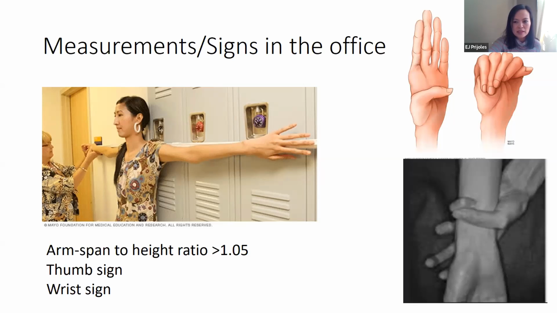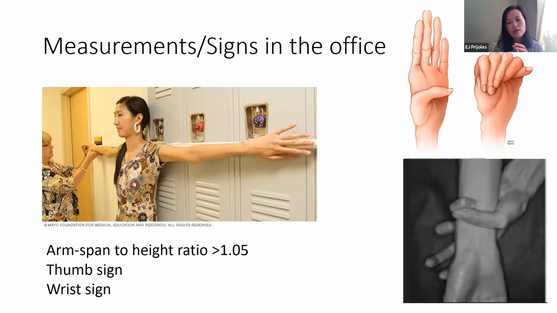So things that we might look at are wrist signs and thumb signs. For a positive thumb sign, you have the individual open their hand and put their thumb in their palm and see how far the thumb can extend past the edge of the palm. Typically I'll call a positive sign where you can actually see the full distal tip and nail of the thumb out.